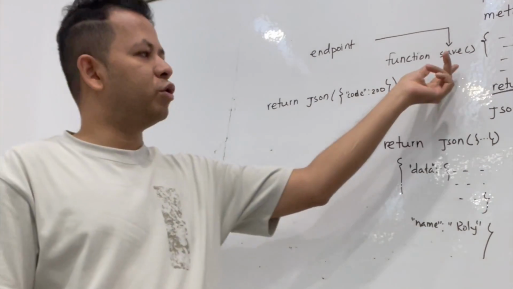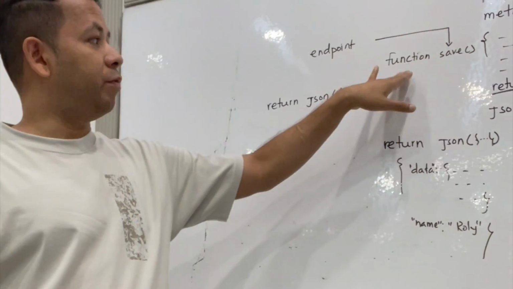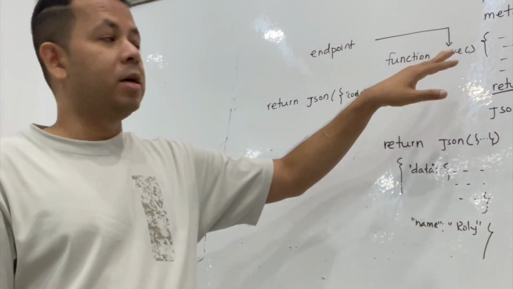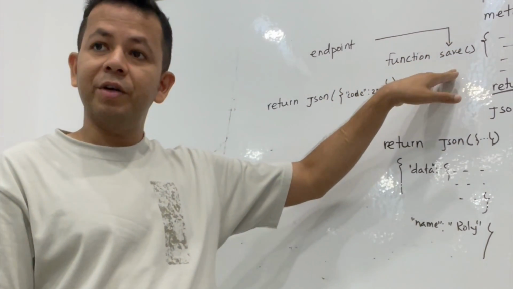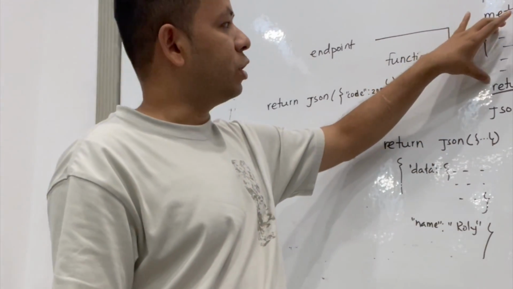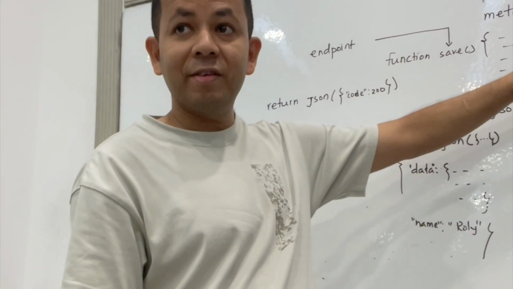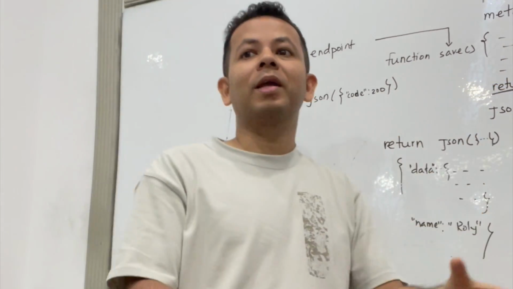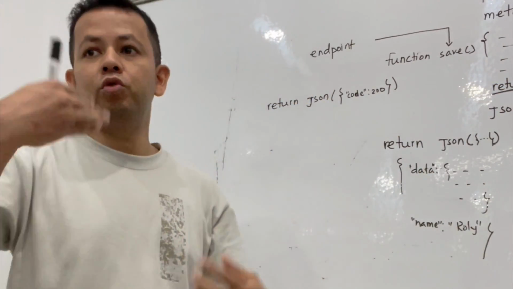So there must be a name. The function itself, we can skip that, but here, there must be a name. And then it'll do some stuff over here, maybe save some data, or maybe even get some data. It depends what you want to do.